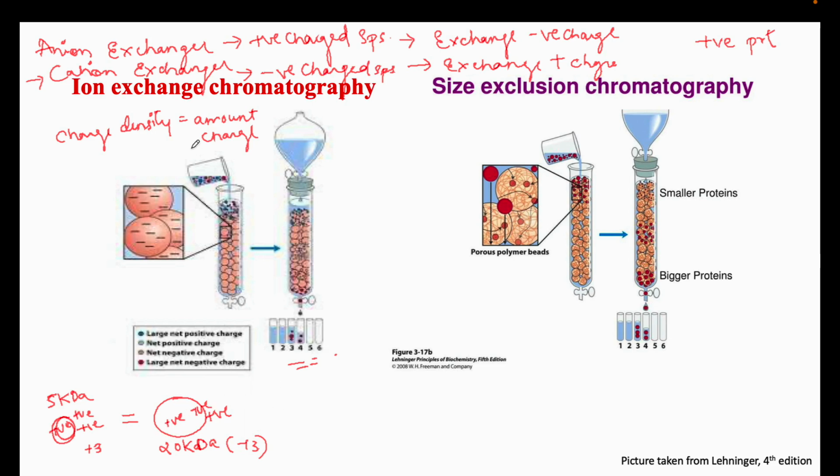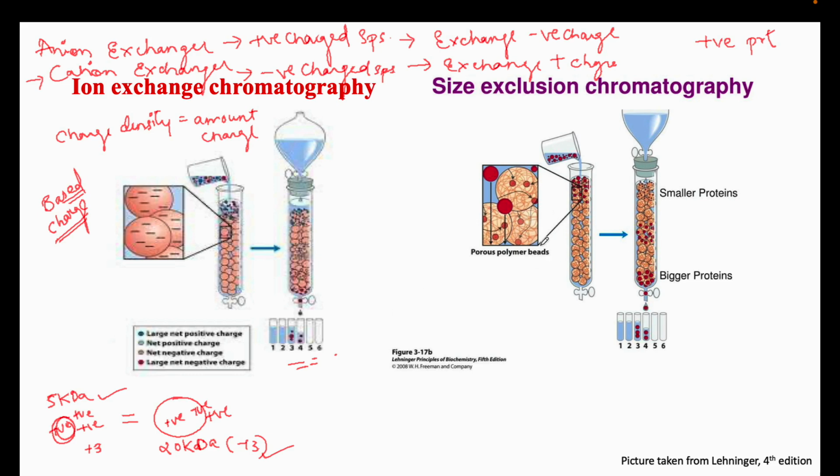Okay, so ion exchange chromatography only differentiates based on charge, right? They will not differentiate based on size. If my two proteins have the same amount of charge, they both will be eluted, right? They both will be eluted. In the elution tubes, I'll have both of these proteins, even 5 kilodalton and 20 kilodalton, right?